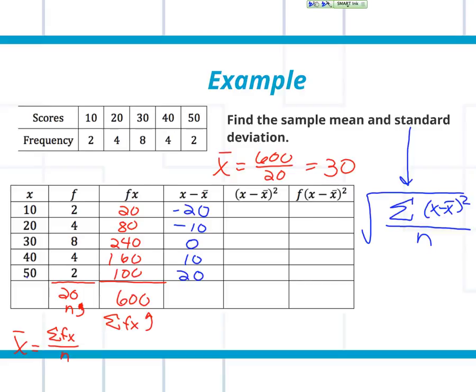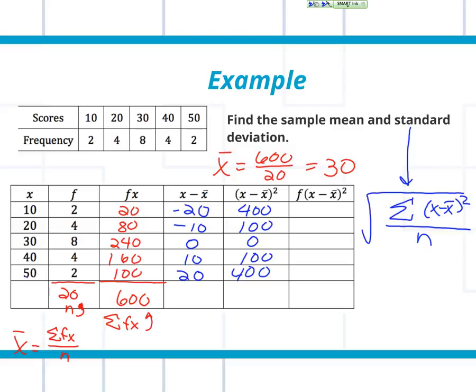After that, for our next column, we just square all of these numbers. So negative 20 squared is 400, then 100, 0, 100, and 400. So we just take those numbers and you square them. Keep in mind, if you rely heavily on your calculator, depending on how you enter it, if you accidentally enter negative 20 squared, it might tell you negative 400. So remember that you are smarter than your calculator.